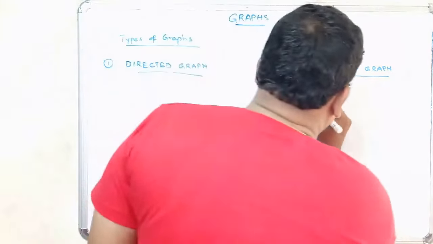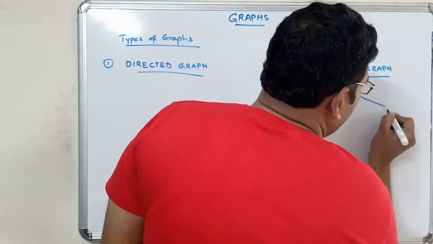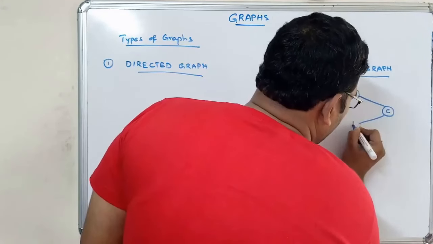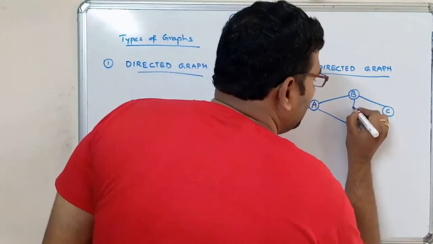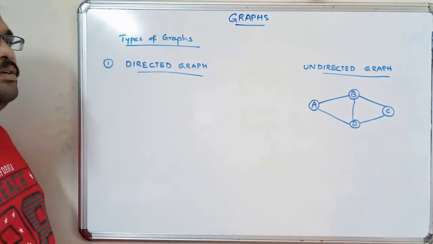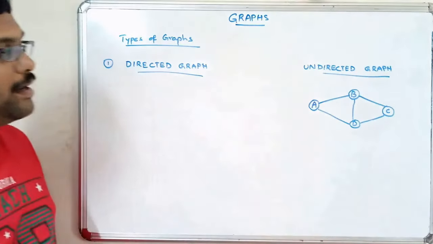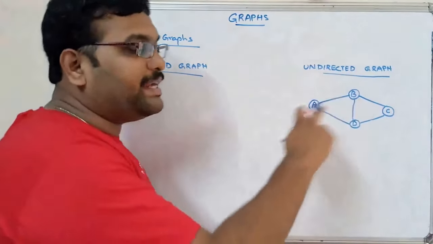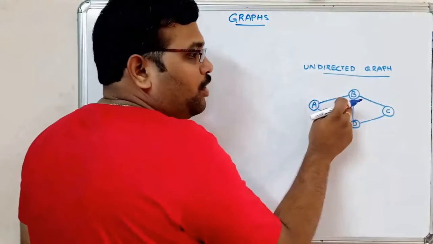So let us take an example. A, B, C, D, and A. This is also a graph. It contains vertices and edges. In this example, there are no directions specified on the edges, so we can travel from A to B or B to A.